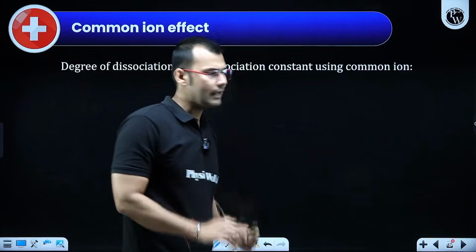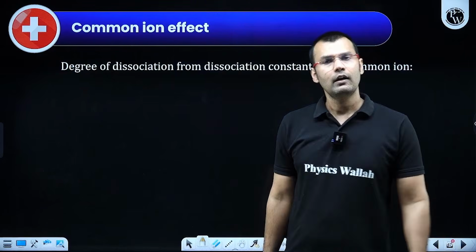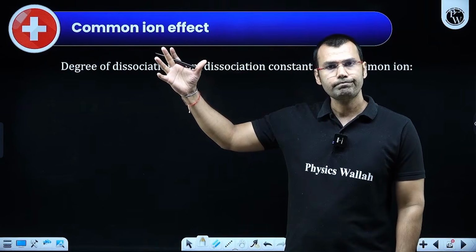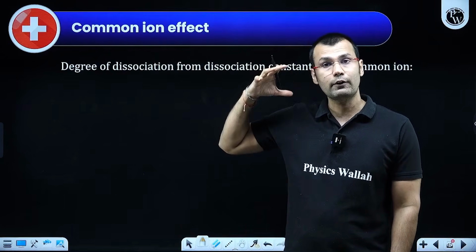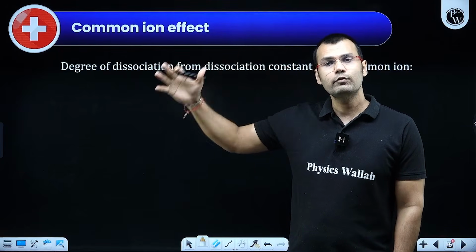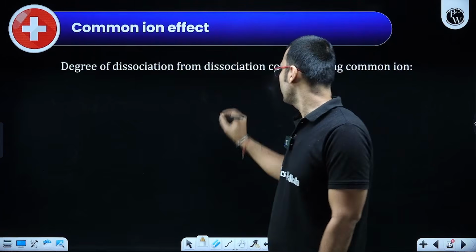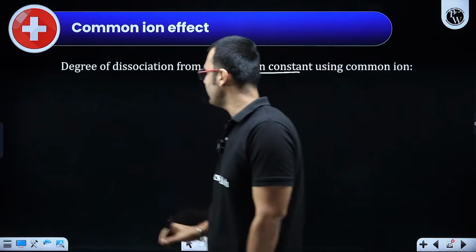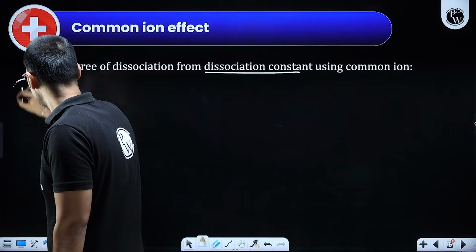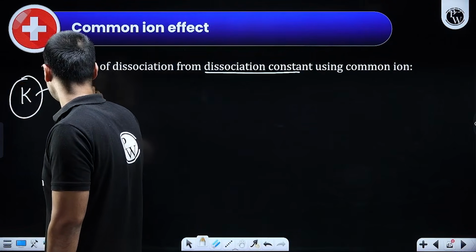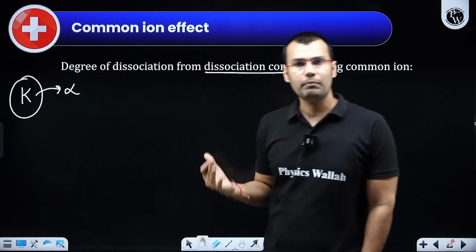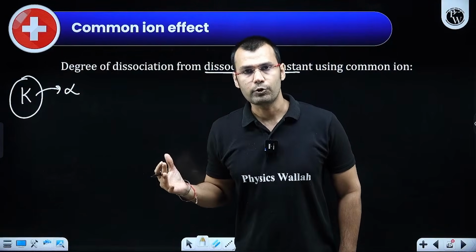Now, sometimes you get direct questions from common ion effect, where they will give you a weak electrolyte present with some strong electrolyte, right? And there you will have to find the alpha with the help of K. So they will give you the dissociation constant, and from this dissociation constant, you will have to obtain alpha. Now let me tell you with an example how you can solve these types of questions, right?